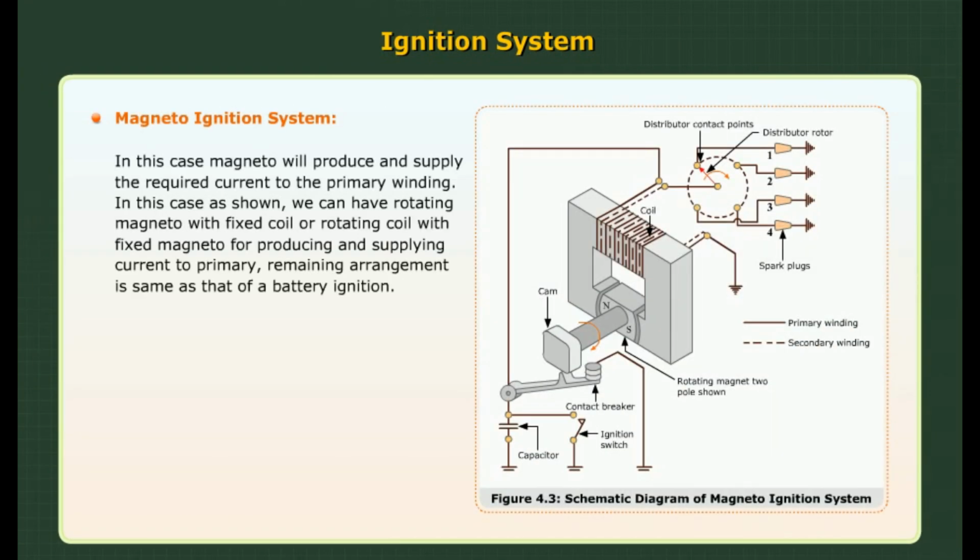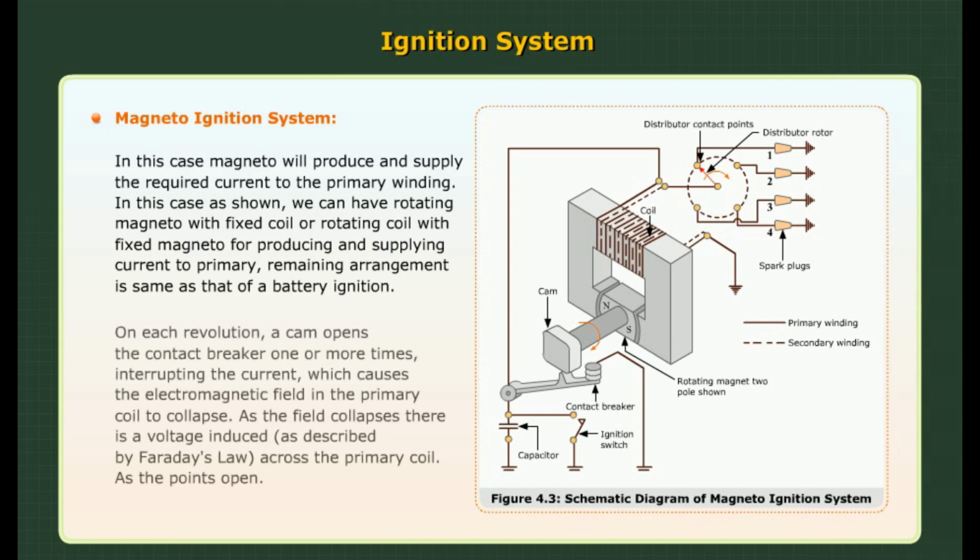Magneto ignition system. In this case, the magneto will produce and supply the required current to the primary winding. As shown, we can have a rotating magneto with fixed coil or a rotating coil with fixed magneto for producing and supplying current to the primary. The remaining arrangement is the same as that of a battery ignition. On each revolution, a cam opens the contact breaker one or more times, interrupting the current, which causes the electromagnetic field in the primary coil to collapse. As the field collapses, a voltage is induced, as described by Faraday's law, across the primary coil as the points open.